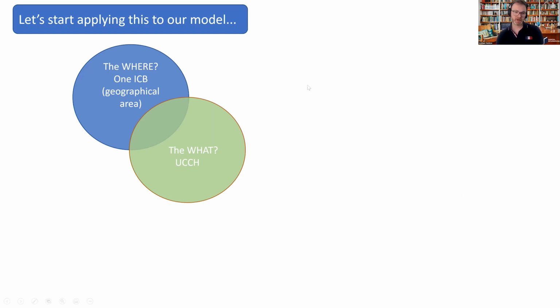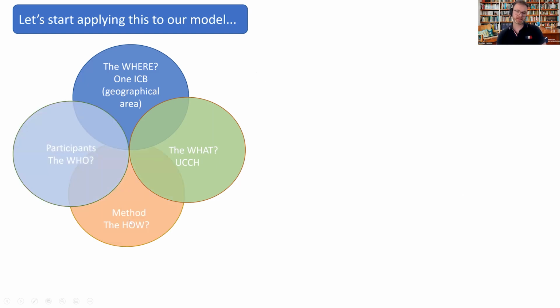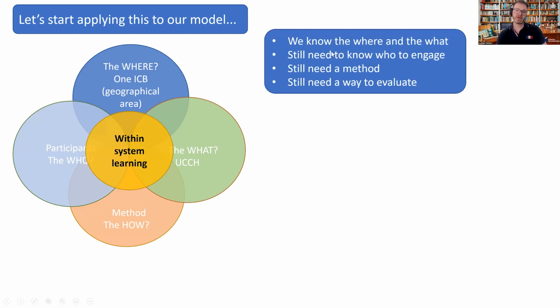areas. So we had one ICB that was doing this. Then there's the who, and there's also the method in the model, and the within system learning. So we know the where and the what. We've got that now down in our model, but we still need to know who are we engaging. Also, who's going to be doing the engaging? That comes in here as well. And a method. How are we going to do the implementation? Maybe it's the people in the ICB, or who will be doing the implementation, that come up with this. Maybe we help them. We still needed a way to capture this within system learning.